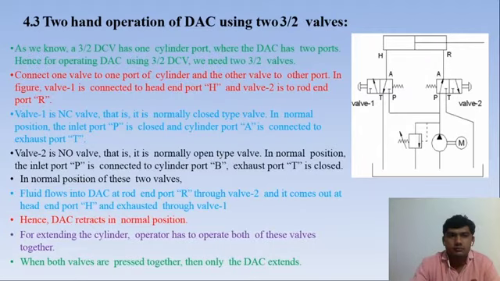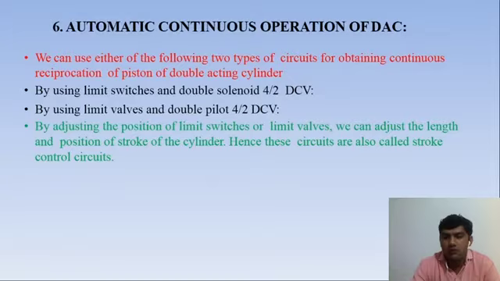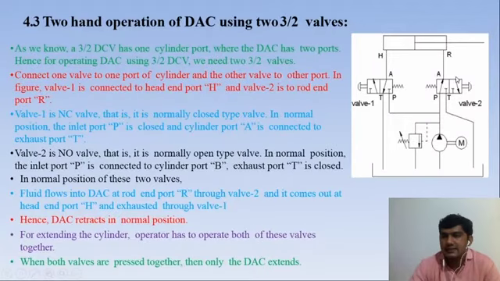Next is two-hand operation of a double acting cylinder using 3 by 2 direction control valves. So there are two 3 by 2 direction control valves, first valve number 1 and second valve number 2. By utilization of two-hand operation, we can also operate the double acting cylinder.